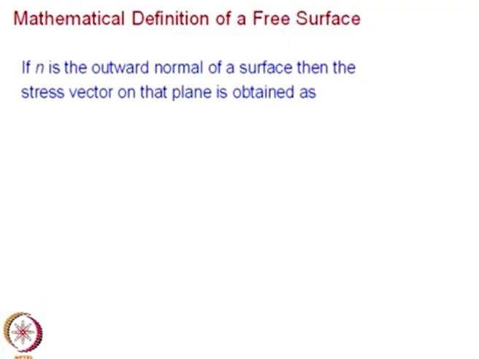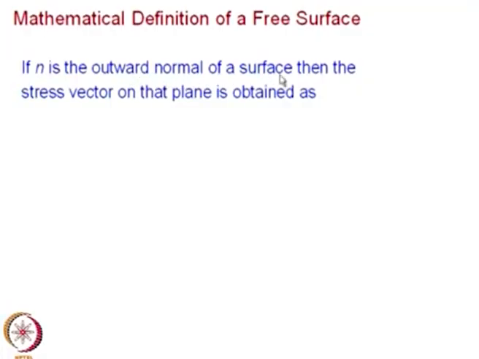So, what I have here is a mathematical definition of a free surface, and we have to go back and find out how you get the stress vector. What we have learned in solid mechanics is the state of stress at a point. State of stress at a point gives you the totality of all the stress vectors on all the possible infinite planes passing through the point of interest. If I take the point of interest, I have infinite planes passing through it.